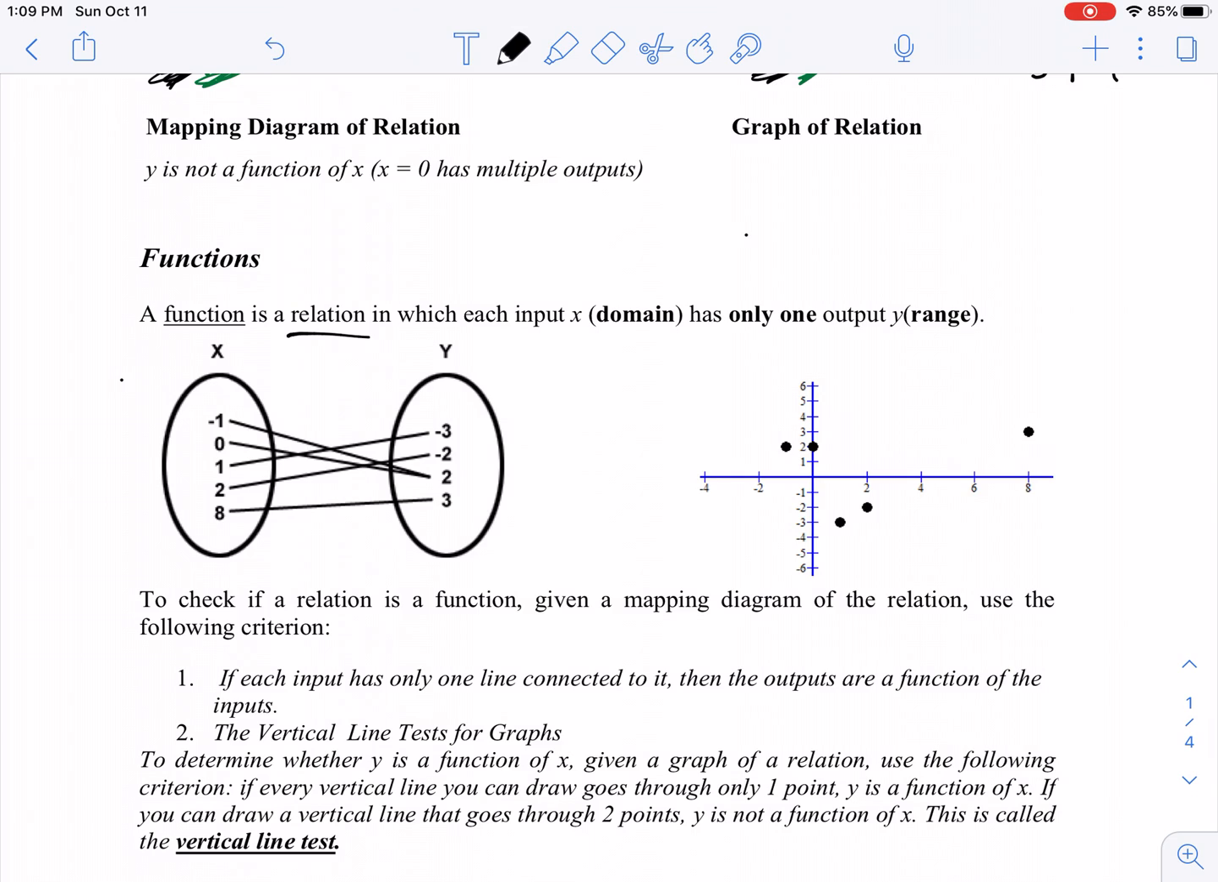Okay, so it's a relation, but it's a relation in which each input x, they say domain, and we'll talk about that later, each input x has only one output y. So it's a specific type of relation in which if I plug in an x, I only get one y. There's only one y that goes with it. A good way to think of it is x cannot repeat. So when we're looking at these different examples, x cannot repeat.